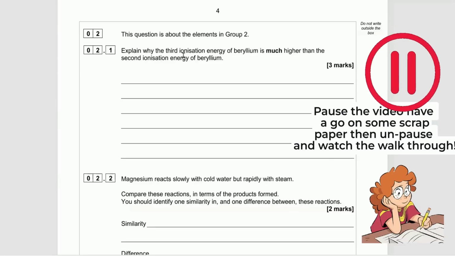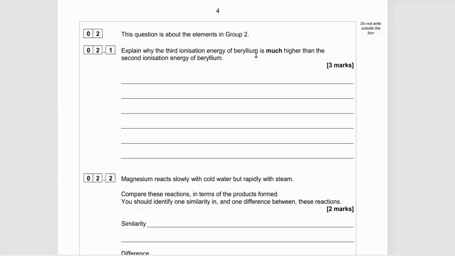2.1, explain why the third ionization energy of beryllium is much higher than the second ionization energy of beryllium, and it's worth 3 marks. So what we want to do is look up on the periodic table and find out beryllium's atomic number so that we can work out its electronic structure. So beryllium just has 4 protons, therefore equal to the number of electrons, 4 electrons. So we've got 1s2 2s2.